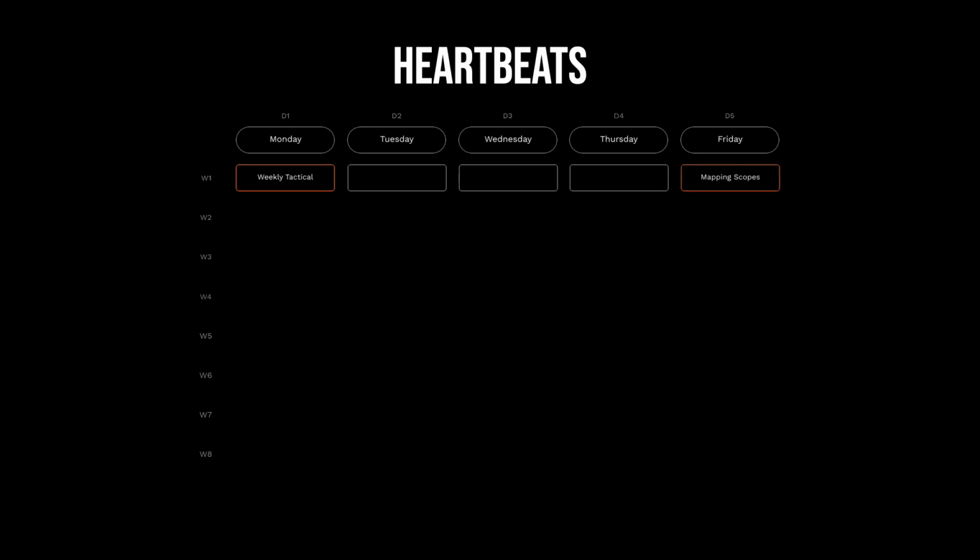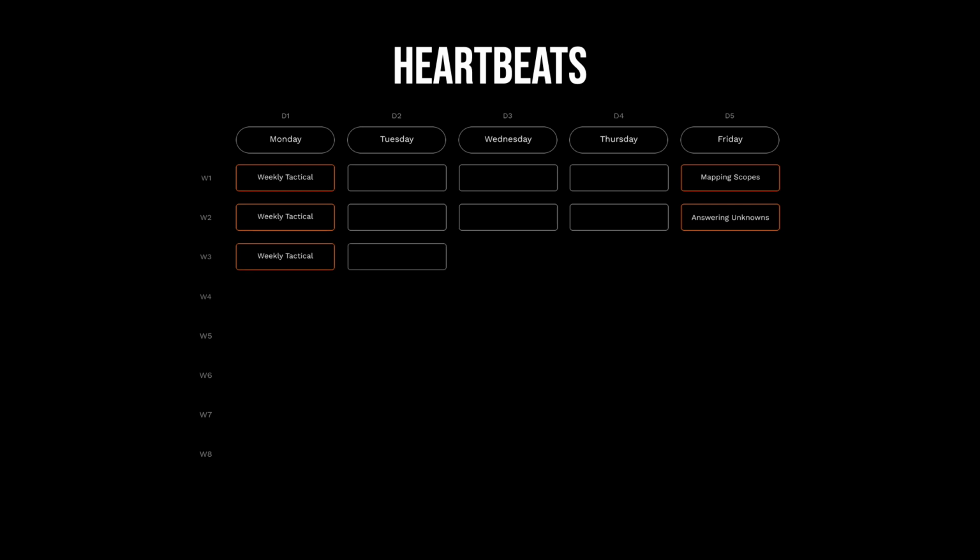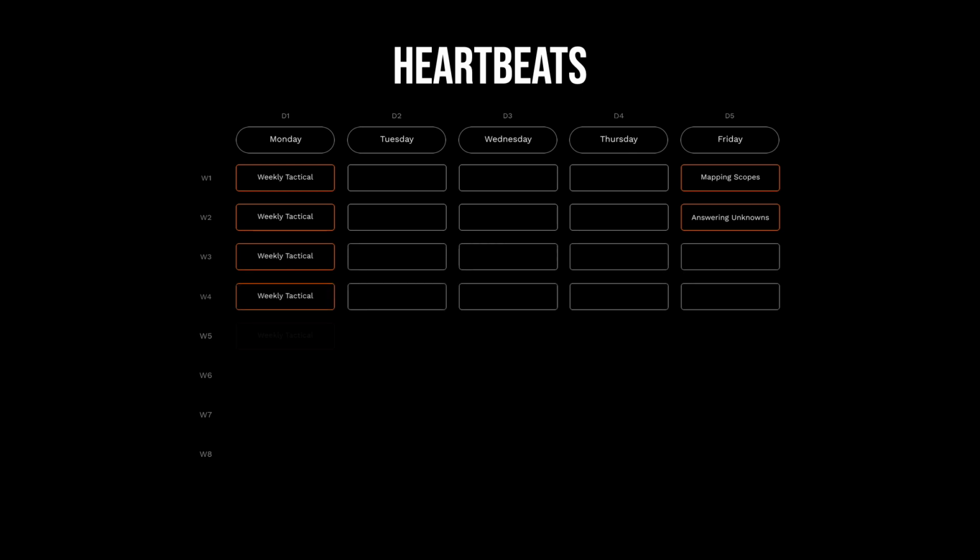Heartbeats are the pulse of the product and process. They create a cadence that allows us to focus on the work while communicating the right touch points along the way. Our cycles are 8 total weeks. Each week begins with a weekly tactical to align the team and stakeholders. In the first week of the cycle, we focus on mapping scopes to make sure we're all aligned. In the second week, we focus on answering major unknowns. Subsequent weeks follow the same process with a weekly tactical at the beginning of the week.